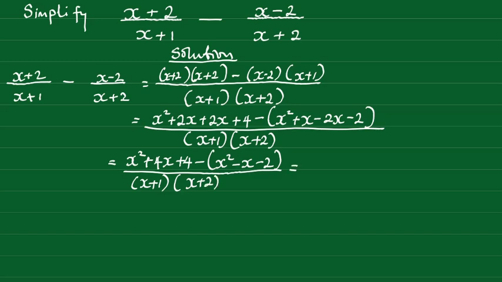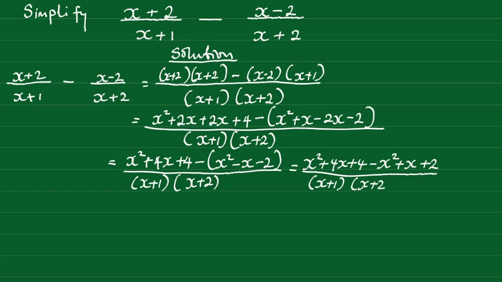Now this in turn is equal to x squared plus 4x plus 4, and we have minus times x squared, we'll have minus x squared, minus times minus x, we have plus x, minus times minus 2, we have plus 2. All right, these are divided by (x + 1)(x + 2).